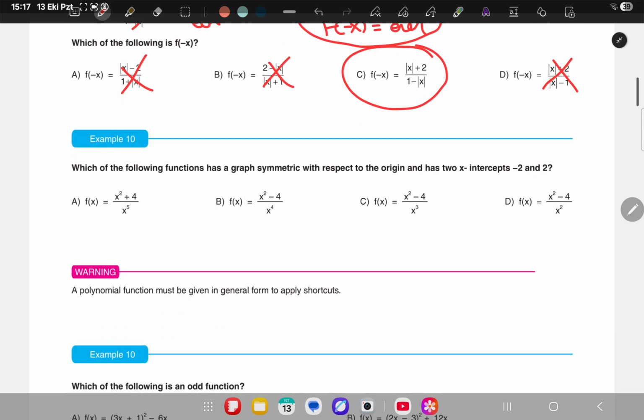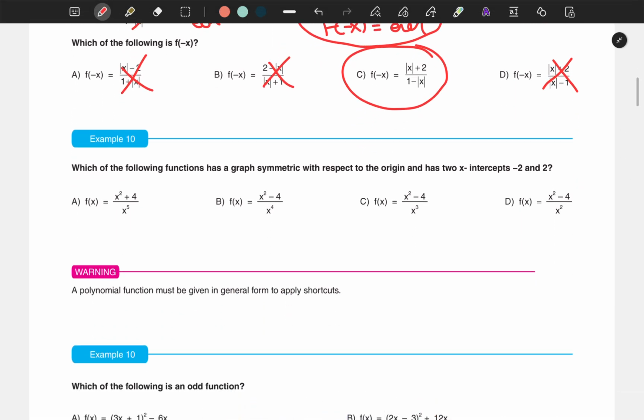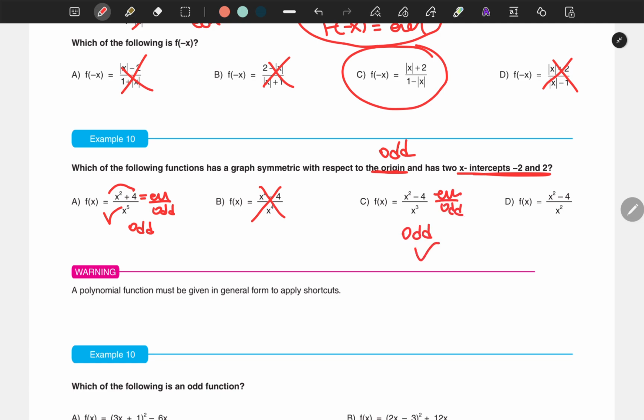Which of the following functions is symmetric with respect to the origin? Origin means odd. And it must have two x-intercepts. Okay, let me check. The up part is even. Even by odd will be odd, isn't it? So this one is possible. This is even by even, not possible. This is even by odd, it is odd, it is possible. Look, even by even, this is not possible.